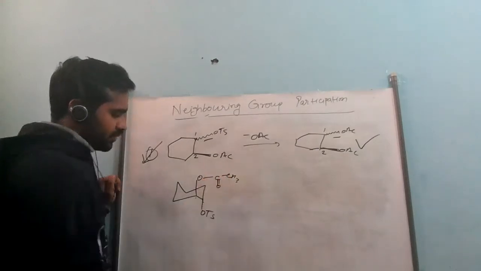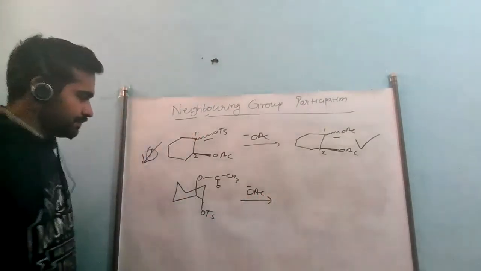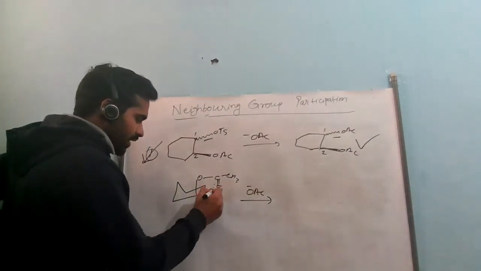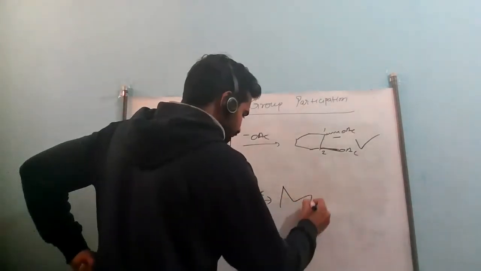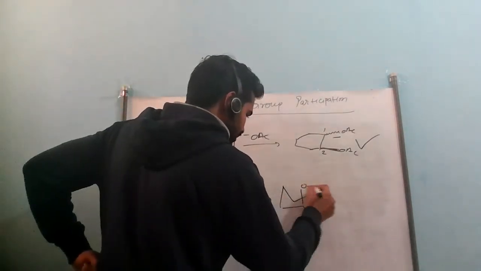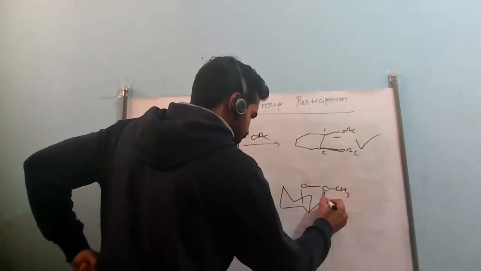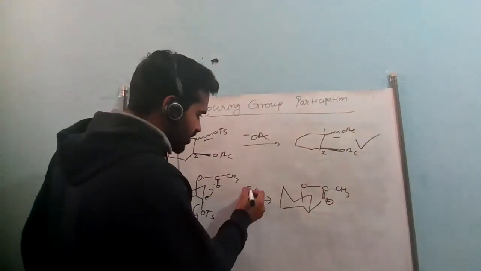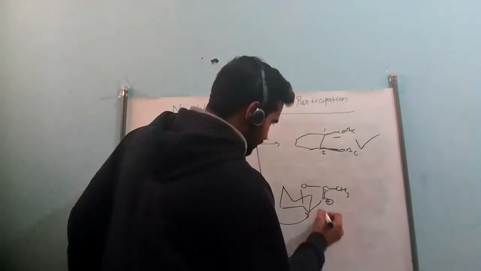This is the OAC group, right? And if I add aqueous OAC minus here, clear? Before it attacks, this lone pair will interact here and this bond will cleave out, and we will get a transition state like this one. Clear? Now we have OAC minus. So OAC minus will interact here and will give the product.